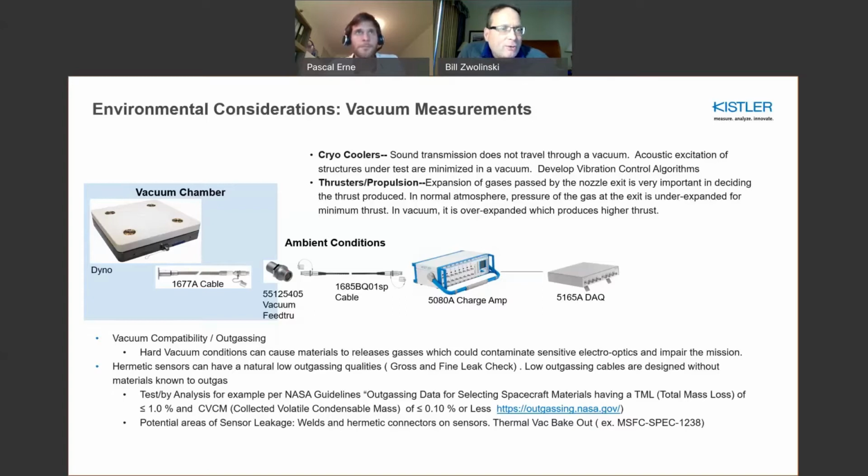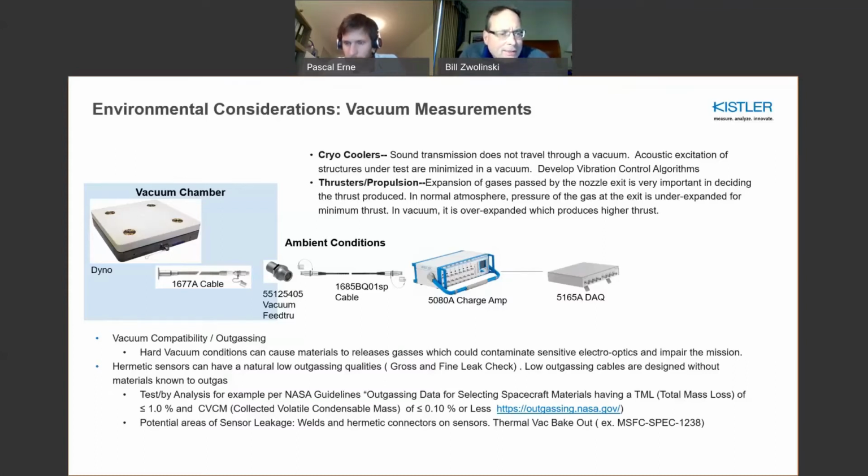Obviously, with any vacuum type applications, you're always looking at low outgassing componentry. A lot of times, although companies might be told or guaranteed that they're low outgassing or have low outgassing materials, there's a thermal bakeout, a vacuum bakeout, that's performed on site to ensure that the cables are not going to outgas and perhaps contaminate some very sensitive, say, optics and so forth.